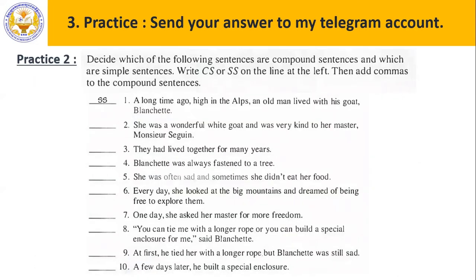Practice 2. Decide which of the following sentences are compound sentences and which are simple sentences. Write CS or SS on the line at the left, then add commas to the compound sentences. Number 1 is an example.